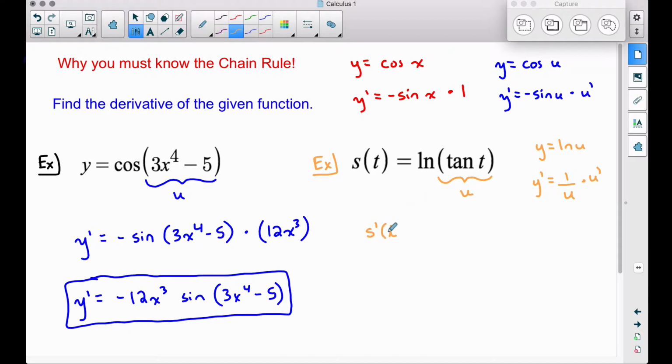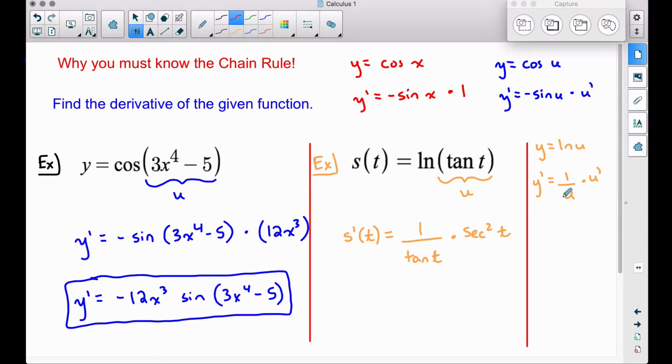S prime of t is equal to, our outermost function is natural log. The derivative of natural log, in this case natural log of u, is going to be 1 over that stuff. So we have 1 over the tangent of t. But then we want to come back and multiply by that stuff, that u that we left alone. Notice it says times u prime. The derivative of tangent of t is secant squared of t.